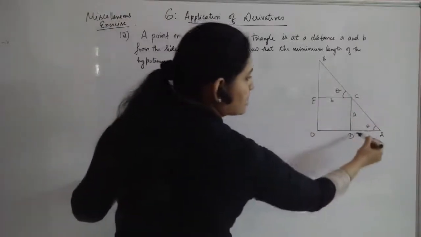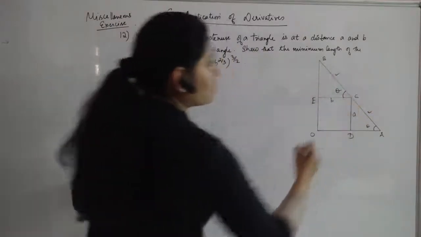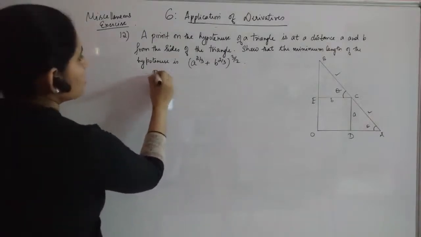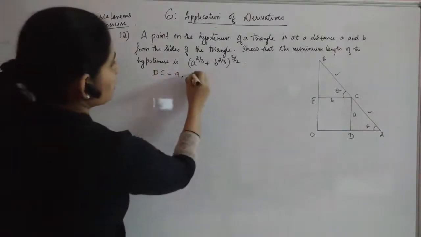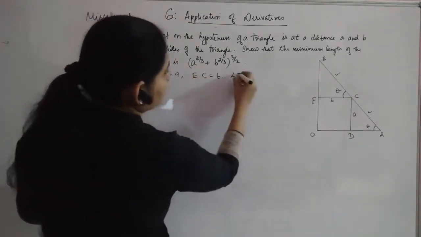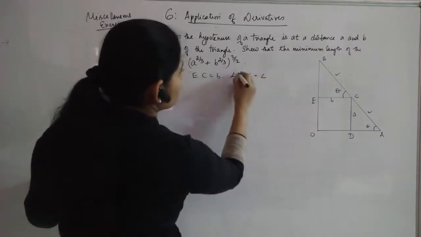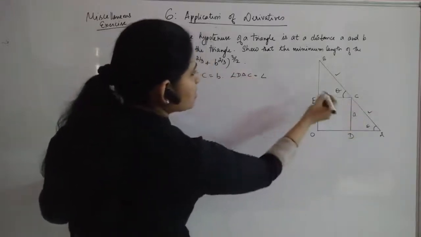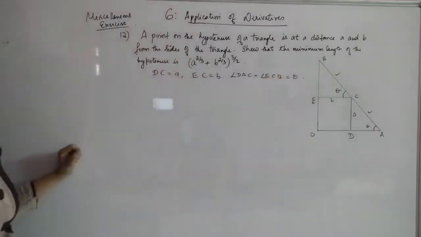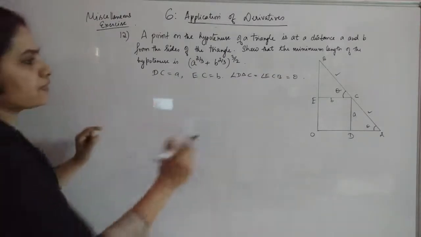So first we will consider one triangle from which we will find out what is AC, and from another triangle we will find out what is BC. Okay, so first let DC equal A and EC equal B, and angle DAC is equal to theta is equal to angle ECB. Both are angle theta. Now we have to start with the length. So first we will find out what is AC.